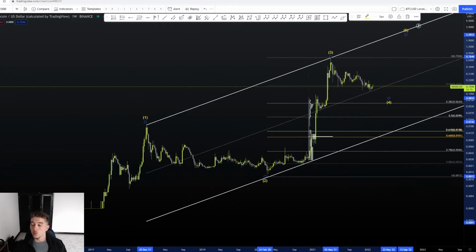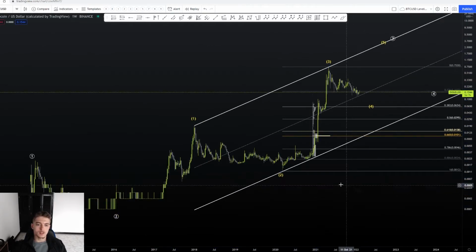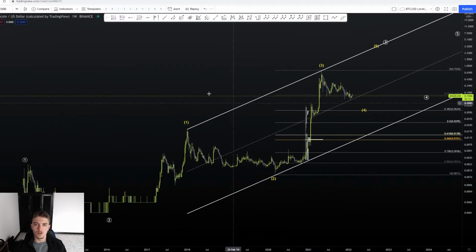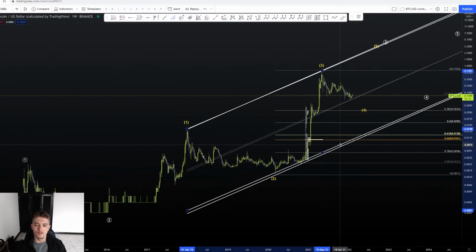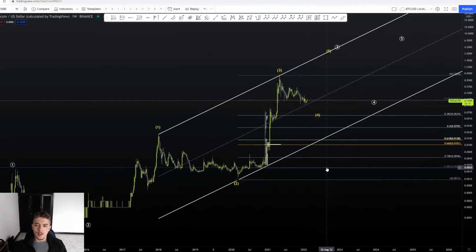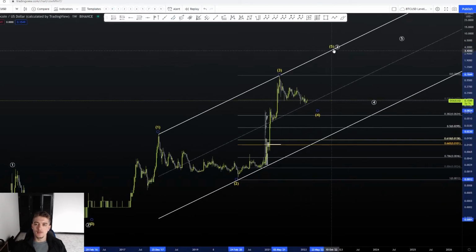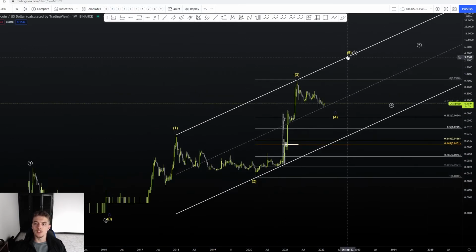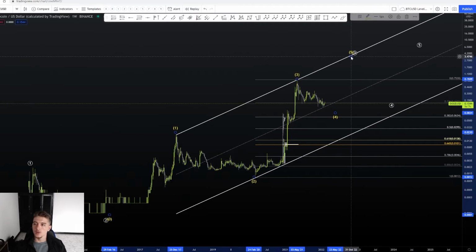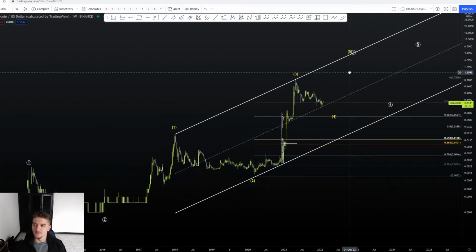And also we have this 1, 2, 3 channel, which is basically just pulling from the top of wave 1 to the top of wave 3, and then dragging it down to the bottom of wave 2. So it would look like this to clarify. And if we want to estimate the top of this wave 3 or this top of this wave 5 for 1, 2, 3, 4, 5, then I would say the top of this channel would be a nice target to be looking out for, around $3 US.